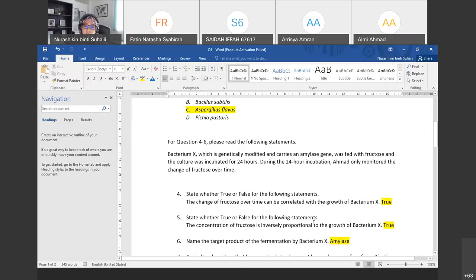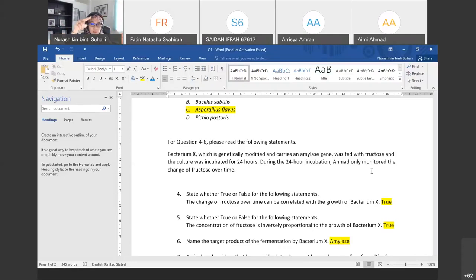Yang pasal substrate tu. This one, inversely proportional versus proportional: proportional is when things come together, like if the growth is increasing, or let's say the product is increasing, that is proportional. Inversely proportional is something opposite, meaning that if the fructose you provide in the beginning, like 20 gram per liter, throughout that 24 hours it should be reducing, right?